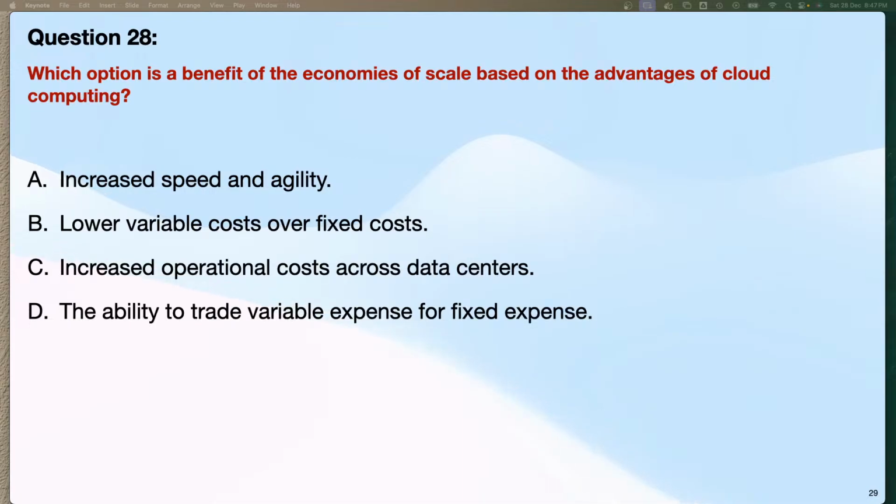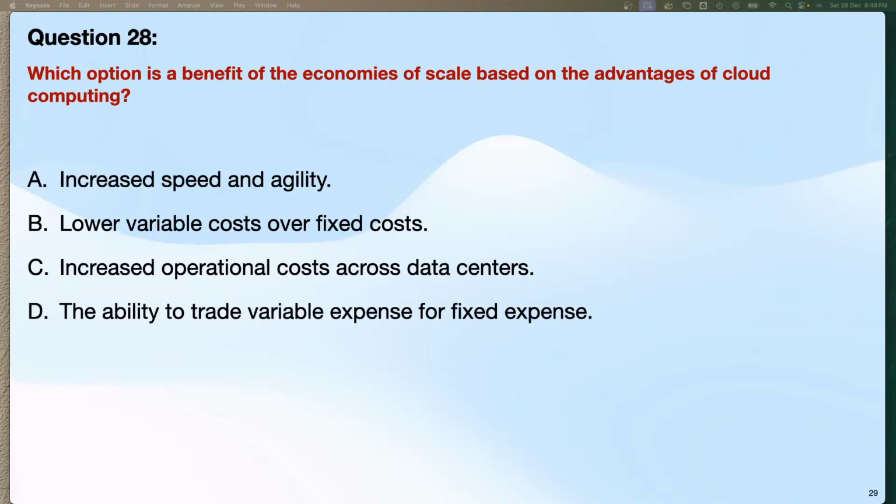But just to evaluate the other ones, increased operational cost across data center, that's not economies of scale. It's not about saving the operational cost. And trade variable expense, we are not trading variable expense for fixed expense. It's the reverse, we are trading the fixed expense for variable expense. So the answer is B here.